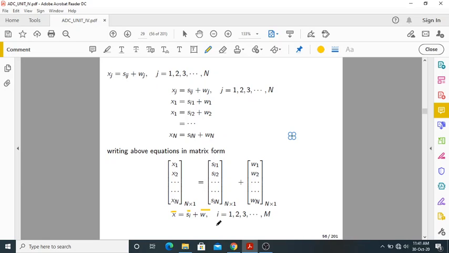Now here we got three vectors. What are they? The received signal vector or observation vector, Si is the signal vector, and W is the noise vector. Now i varies from 1 to m. Clear? From this formula, I have written everything in the matrix form or vector form. I hope you are okay with this.